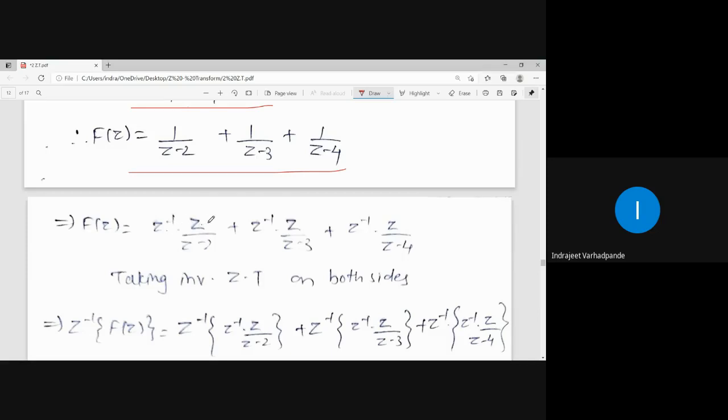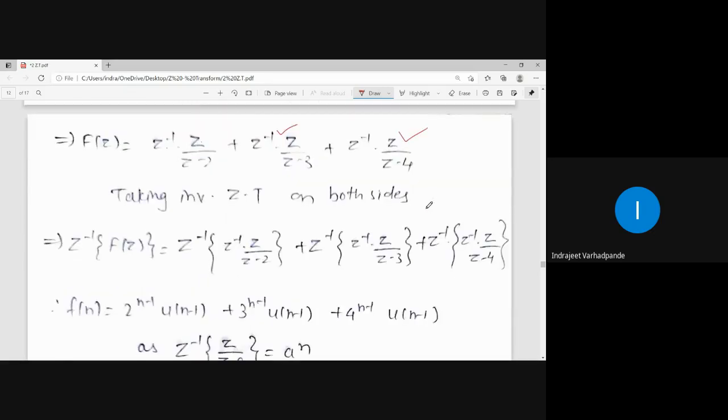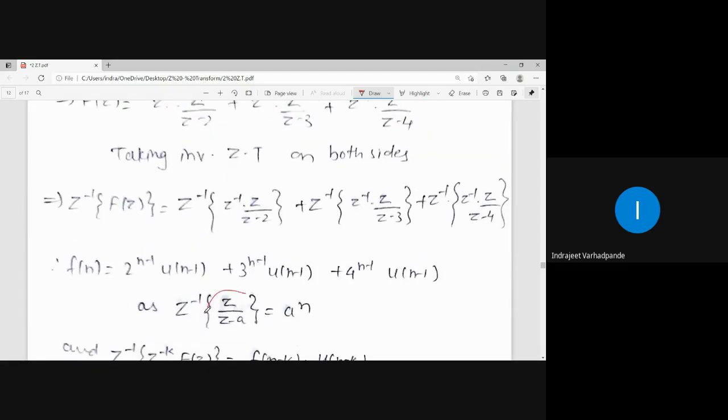So introduce करने के बाद क्या बना? z to the power minus 1 into z, z to the power minus 1 into z, z to the power minus 1 into z. z inverse of z upon z minus a, मुझे पता है a to the power n. तो 2 to the power n, 3 to the power n, 4 to the power n. But as I am using the property, n will be replaced by n minus 1, and also it will be multiplied by u of n minus 1. So everywhere u of n minus 1 and n is replaced by n minus 1. So 2 to the power n minus 1, 3 to the power n minus 1, 4 to the power n minus 1.